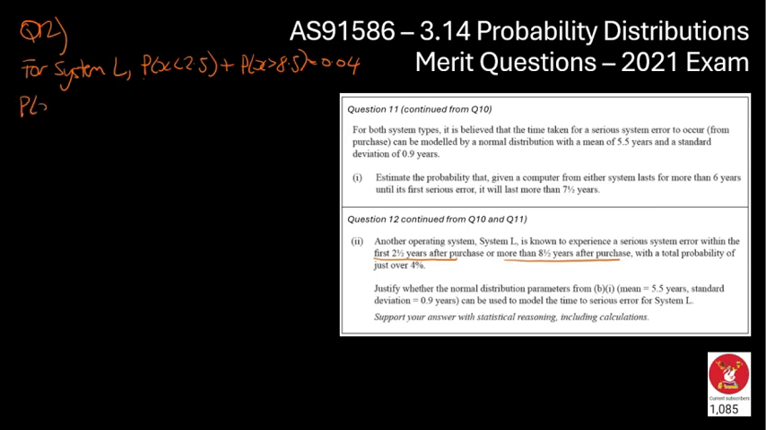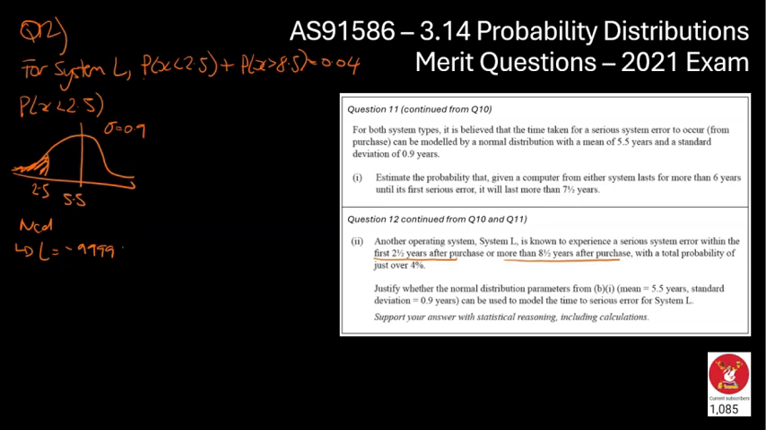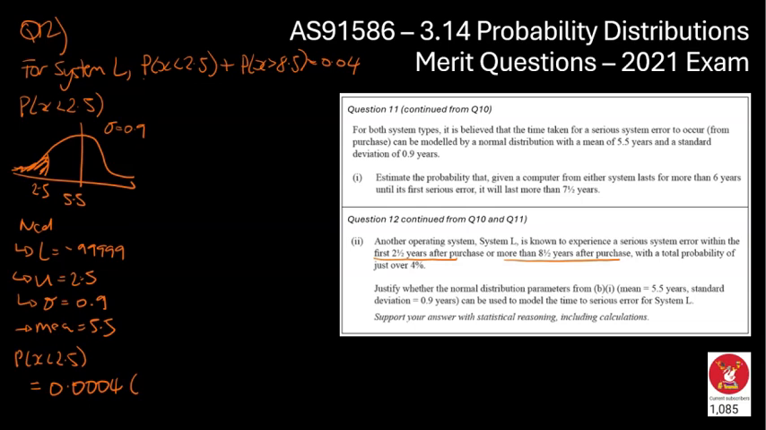Let's start off by doing the probability that x is less than 2.5. I've got my normal distribution curve, and my mean is 5.5. My standard deviation is 0.9. And I'm trying to find less than 2.5, which relates to this area here. Again, I'm using my NCD mode. My lower is negative a whole bunch of 9s because I'm dealing with that left tail. My upper is the 2.5. My standard deviation is 0.9, and my mean is equal to 5.5. When I put that all in my calculator, I get the probability that x is less than 2.5 to be 0.0004, rounded to 4 decimal places. So I've got that part of the question sorted.